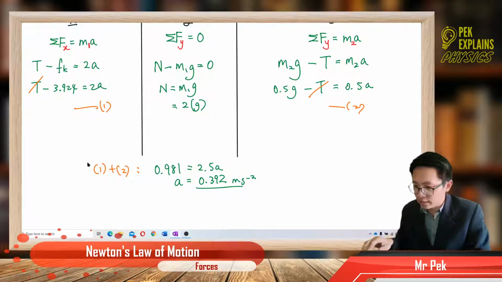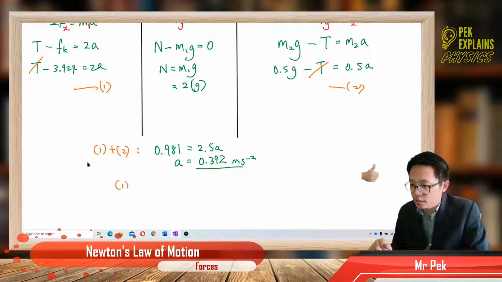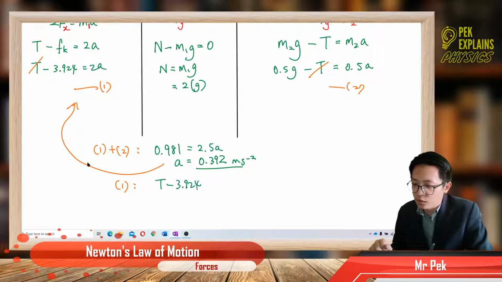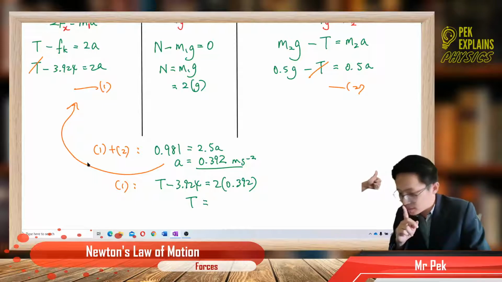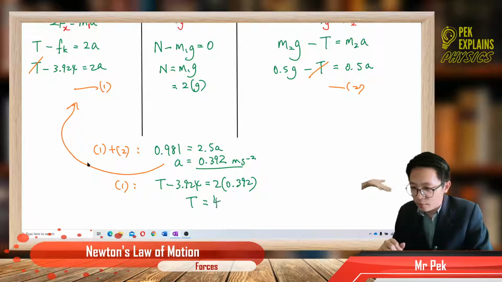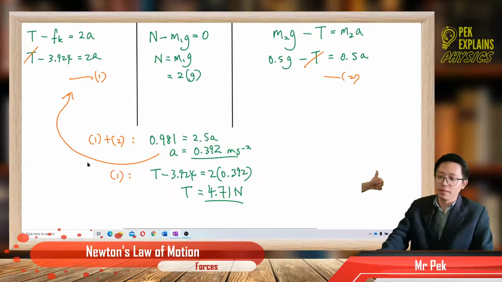We got our acceleration. Next we find the tension. Just put in the values here. This acceleration, just put in here. We got our tension: tension minus 3.924 equals 2a, 0.392. So we get our tension. What's the tension we get? 4.71 Newton. Okay, that's our tension and acceleration for part B.